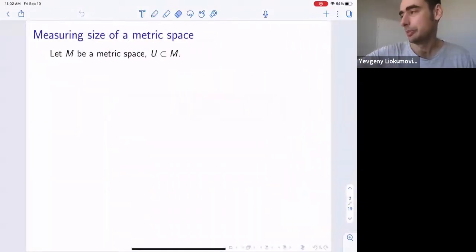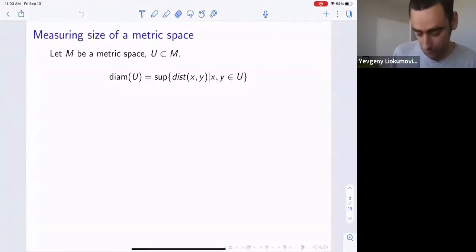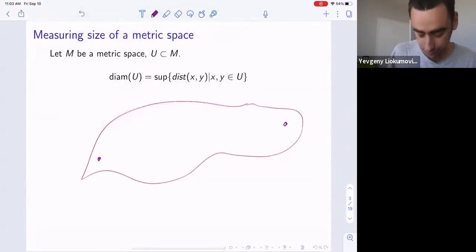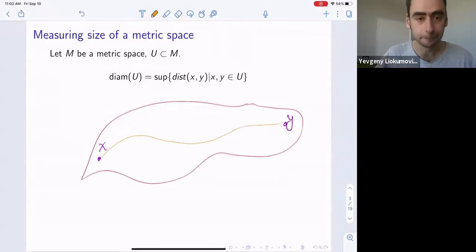And so my talk will be about measuring the size of a metric space. We will start with some metric space M and some subset of it. Well, the simplest way to measure its size is just to look at the supremum over distances between all points. So that's called the diameter of this set. And in some sense, it measures the one-dimensional spread of our set.